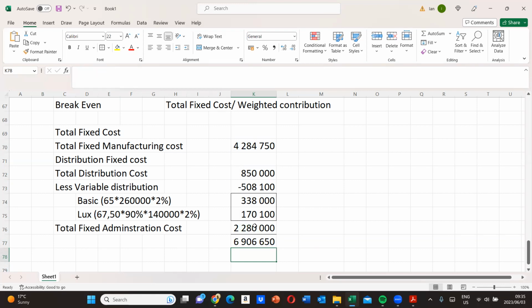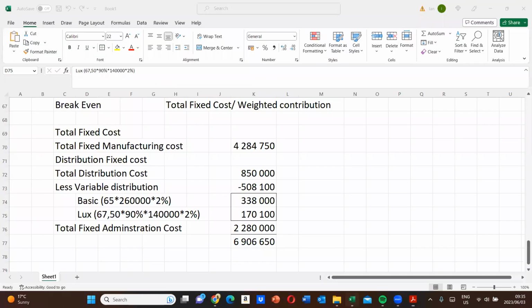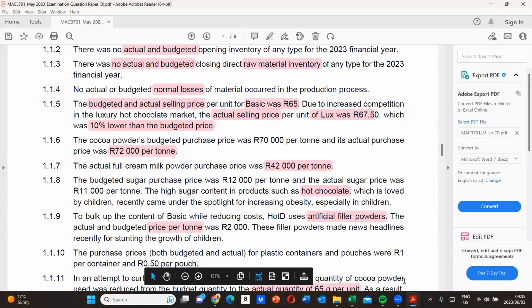Yes, Ian. On the selling price for Lakhs, the scenario says the actual selling price per unit of Lakhs was 67.50, which was 10% lower than the budgeted price. Aren't we supposed to be adding that 10% back? Oh, I see what you mean. Yeah, no, you're actually right.